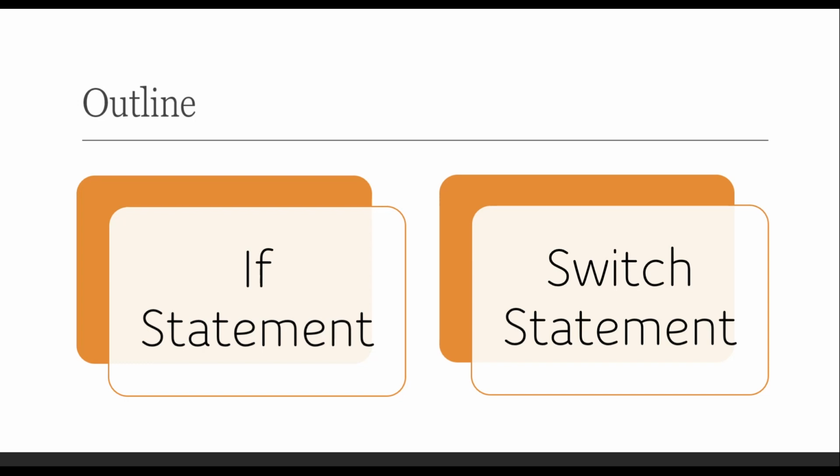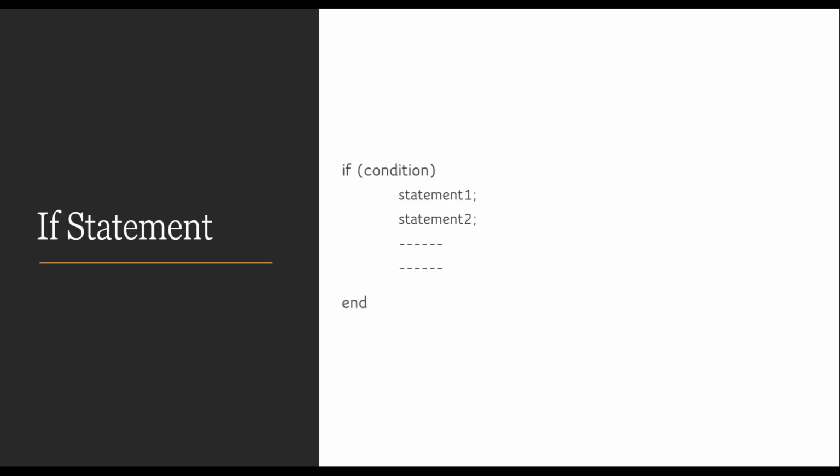So let's get started. The if statement is used to perform some actions or to run some statements if some conditions are true. This is the structure of the if statement. So we have if, which is a keyword, and end is a keyword as well, and then we have a condition, and we have to put the condition in parentheses, right? So we can say if condition, and this condition is evaluated to true or false, or 0 or 1.